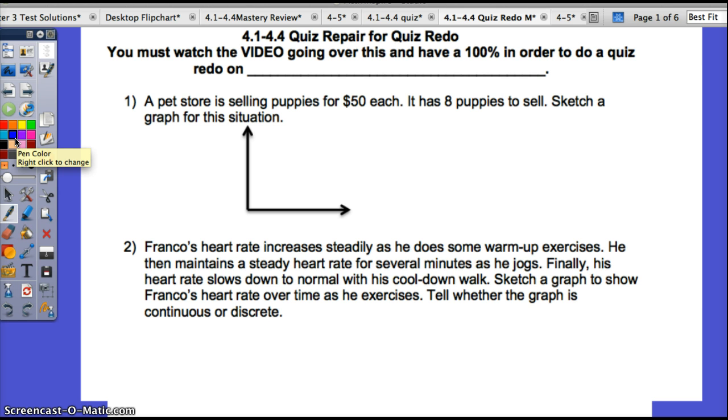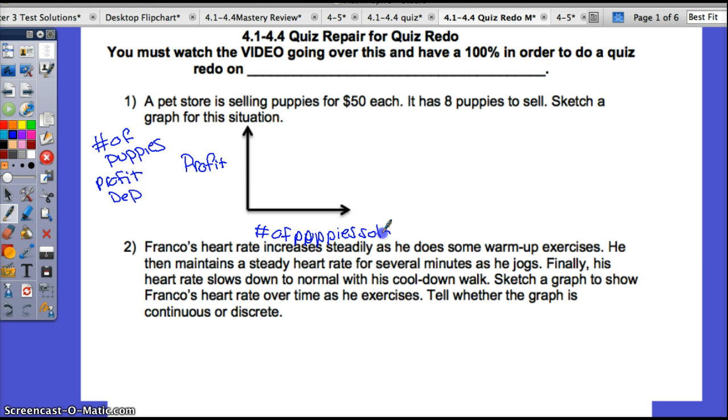Number 1, it says the pet store is selling puppies for $50 each. It has 8 puppies to sell. Sketch a graph for this situation. So the two things that are changing are the number of puppies and the profit. So since the profit depends on the number of puppies that are sold, profit is your dependent, so that's going to go on your y. So profit, and the number of puppies sold is your x-axis.